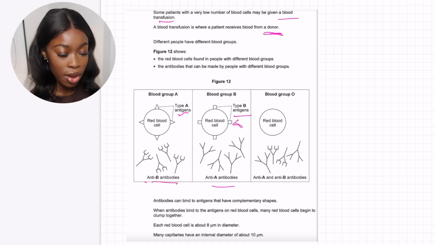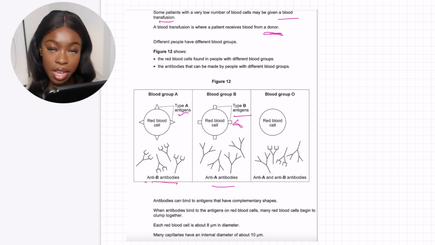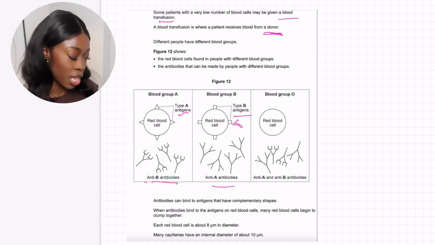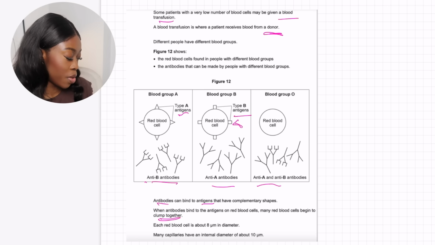And blood type O, they don't have any antigens. So that means if you give blood type O to anyone, it should be fine. Like, it shouldn't really do anything because there's nothing on the surface that can be recognized by the antibodies. But the thing is that they do have anti-A and anti-B antibodies, so that means you can't give them A or B. They talk about how antibodies bind to antigens that have complementary shape, and we basically just went through that. When antibodies bind to the antigens on the red blood cells, many red blood cells begin to come together. Each red blood cell is about 8 micrometers in diameter, and many capillaries have an internal diameter of 10 micrometers.